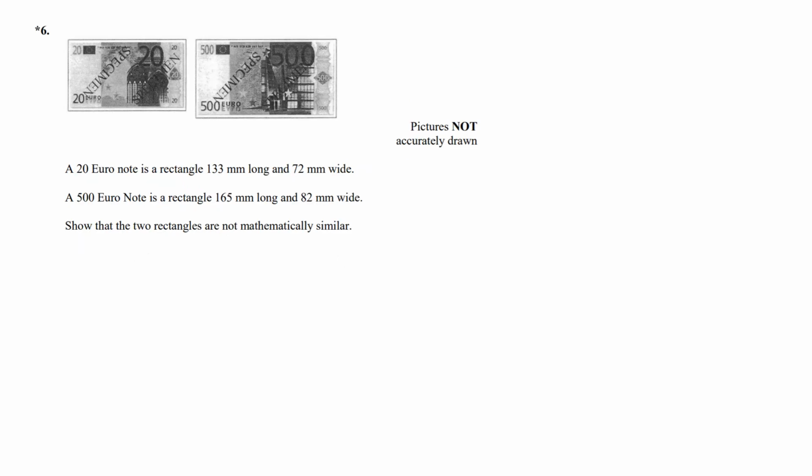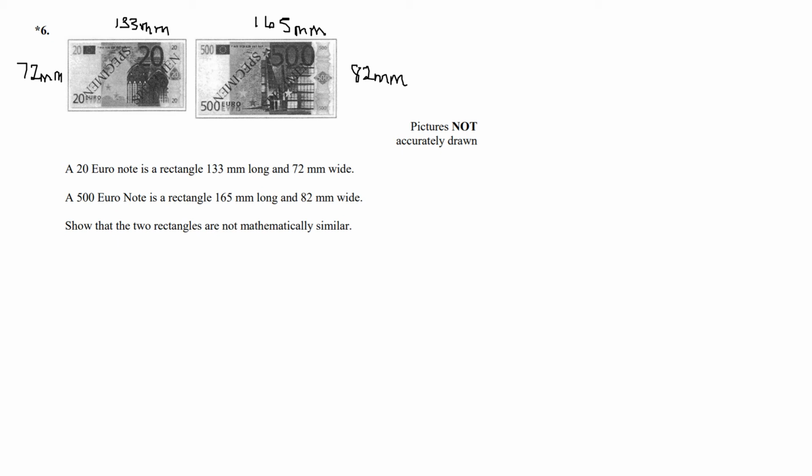We've got another question on rectangles. A €20 note is a rectangle 133 millimetres long and 72 millimetres wide, and a €500 note is a rectangle 165 millimetres long and 82 millimetres wide. Show that the two rectangles are not mathematically similar. So I always put the measurements onto the diagram, because then I can see a lot more clearly what I'm going to compare. So that's my first note. This is the €500 note, so that's going to be 165 millimetres long, and 82 millimetres wide.